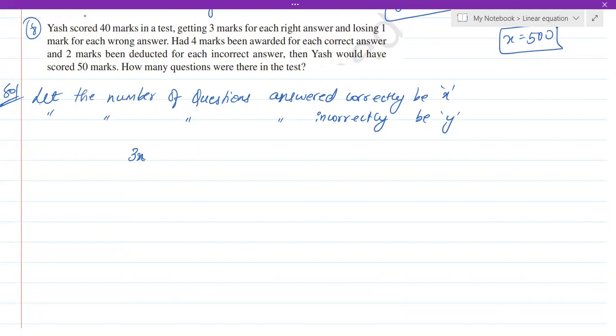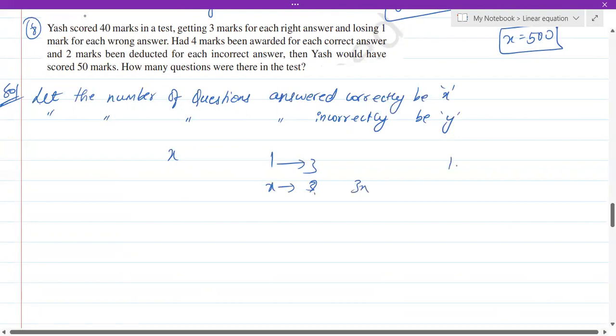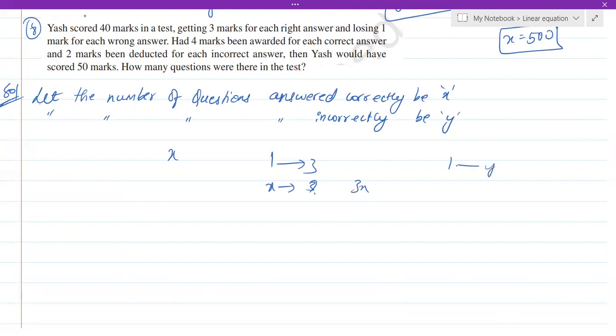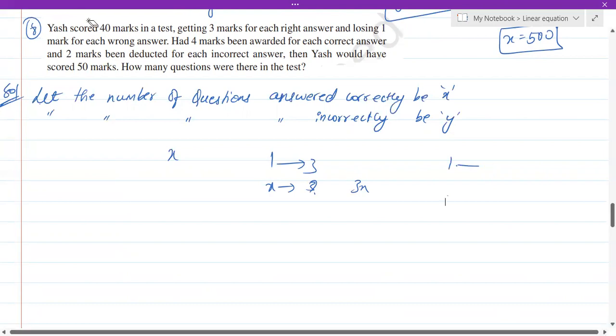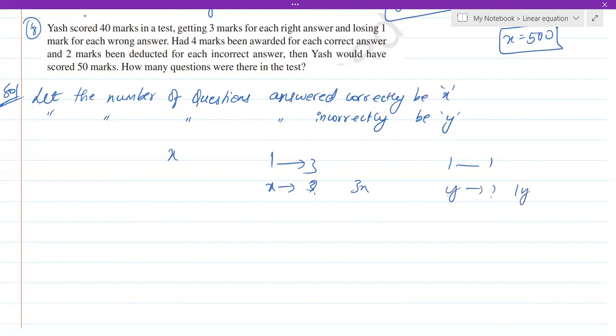This is the total number of questions that he has answered correctly: X questions. For one question it is 3 marks, so for X questions it is 3X. Similarly, for negative marking, that is for wrong answers, if one answer is wrong, 1 mark will be deducted. If Y answers are wrong, 1Y marks will be deducted. Since it is deduction, we have to subtract it. So 3X minus 1Y is equal to 40.